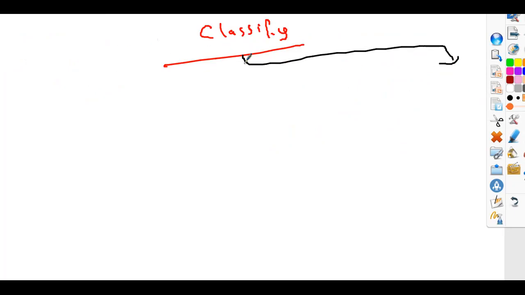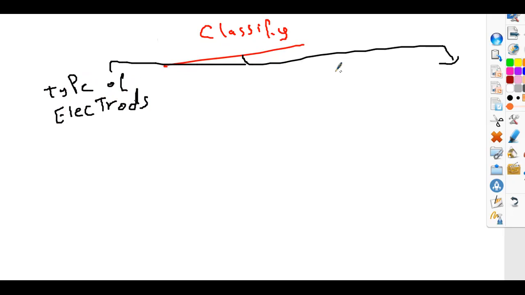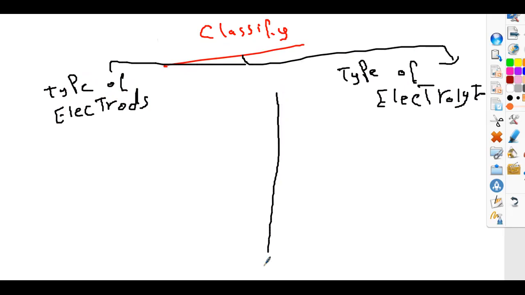We can classify the electrochemical cells according to two main factors, which are the type of electrodes and the type of electrolyte itself. That means that I can make four different types of electrolytic cells.